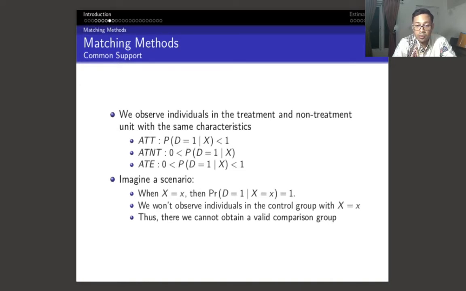And similarly, now suppose that for a particular value of x, the probability of receiving a treatment is going to be 0. Now, in that particular case, we won't find individuals who actually receive the treatment. And so we won't be able to match individuals who do not receive the treatment with those who receive the treatment. So in that case, we won't be able to obtain a valid comparison group. Having a common support is going to be key in the matching methods. The idea is that we will be able to find individuals that receive the treatment and those who do not receive the treatment at the same time.